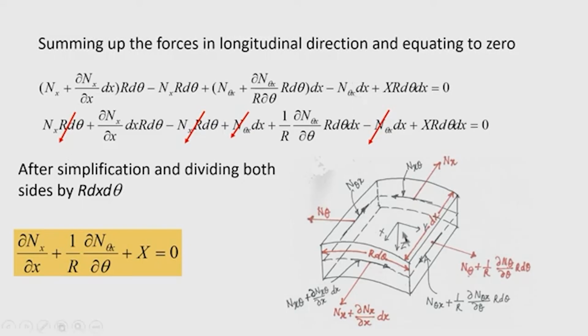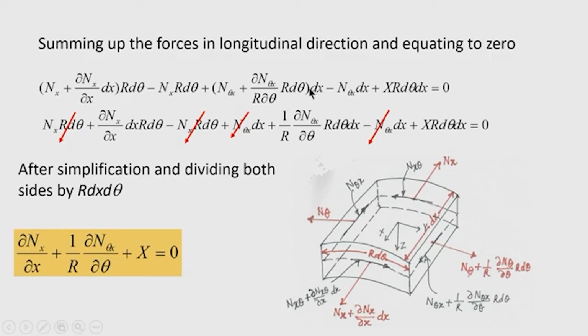Okay. Then on the opposite edges, you are seeing N theta x. The component of the load along the x direction is X and the area of the middle surface is r d theta into d x. So, total load on the element is X r d theta into d x and it is equated to 0 to establish the equilibrium. Now, multiplying the terms inside the bracket with r d theta, we will get N x r d theta plus del N x by del x d x r d theta. Then this term is existing as it is, minus X r d theta.